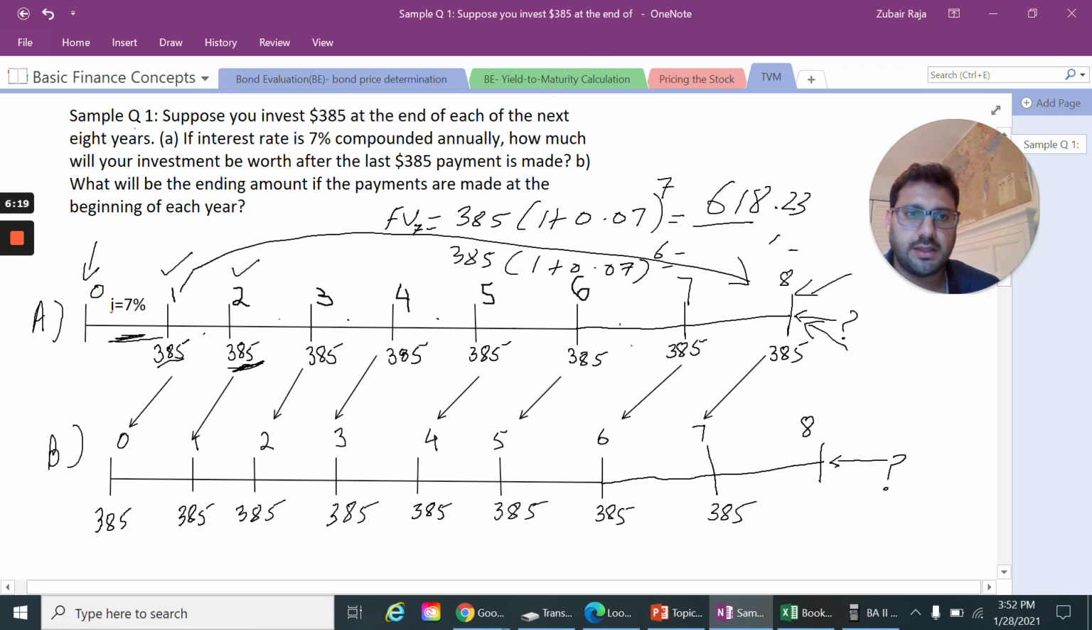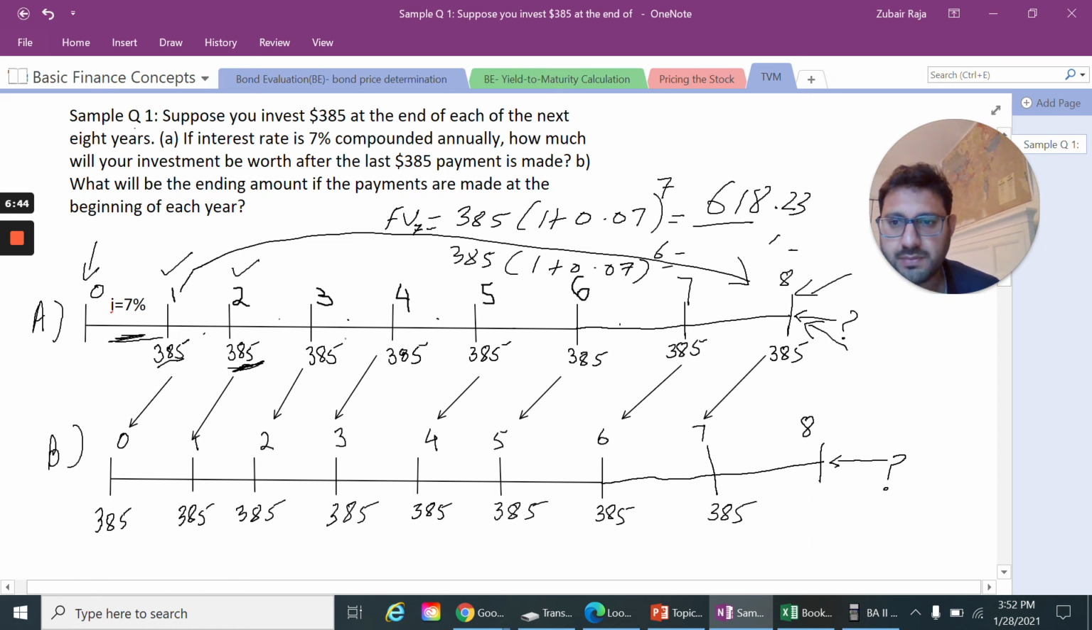So now the payment is happening in the beginning, but after every fixed interval of time, at the beginning of every period, he'll be depositing 385. In that case, what sort of annuity is it? It's the annuity due. And in annuity due, each cash flow has the opportunity to earn the interest for one more period, right?